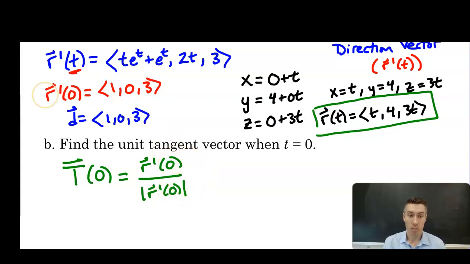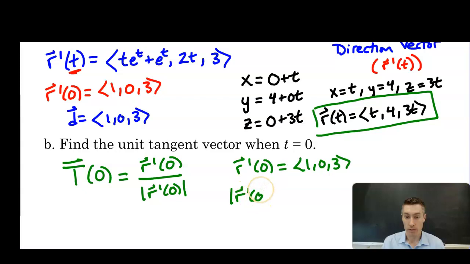We already know what r prime of 0 is, so we don't have to do any new computation. So r prime of 0 is equal to ⟨1, 0, 3⟩. The magnitude of r prime of 0 is the square root of 1 squared plus 0 squared plus 3 squared. So the magnitude of r prime of 0 is equal to the square root of 10.